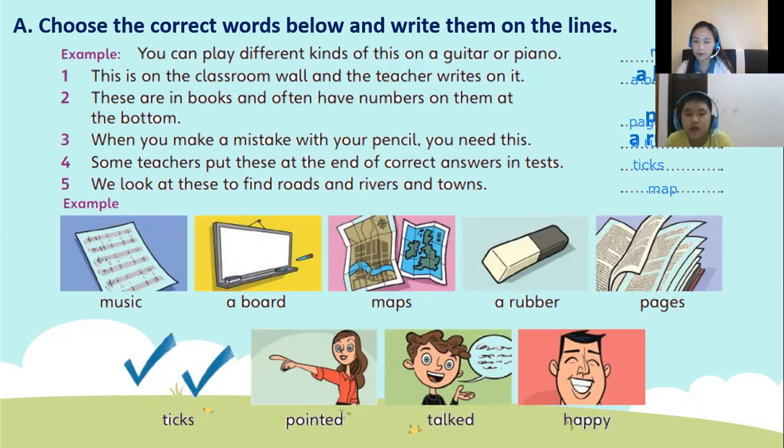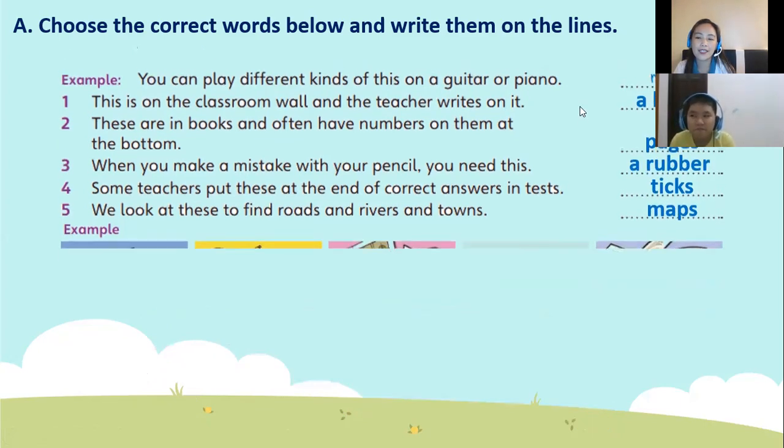Number 4. Some teachers put this at the end for correct answers in a test. Oh, what is this? Yeah, and last one. We look at this to find rows and rivers. Maps. Yeah, perfect. Kang, good job. Okay, next.